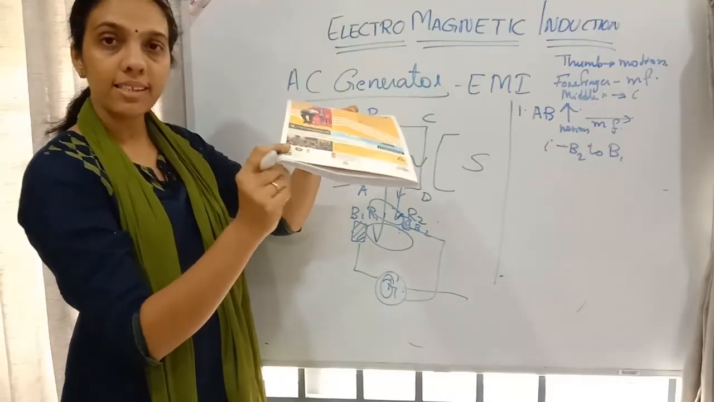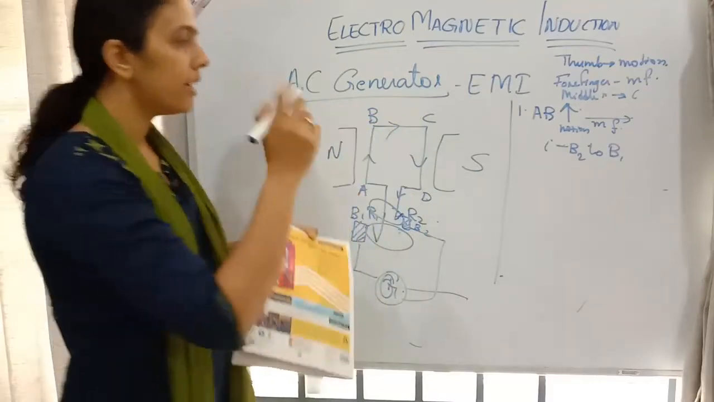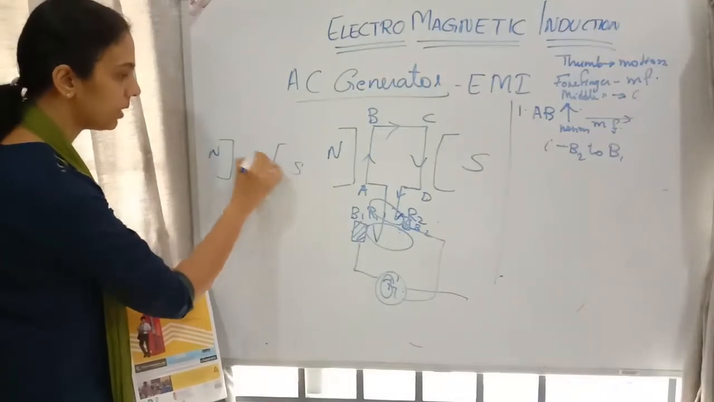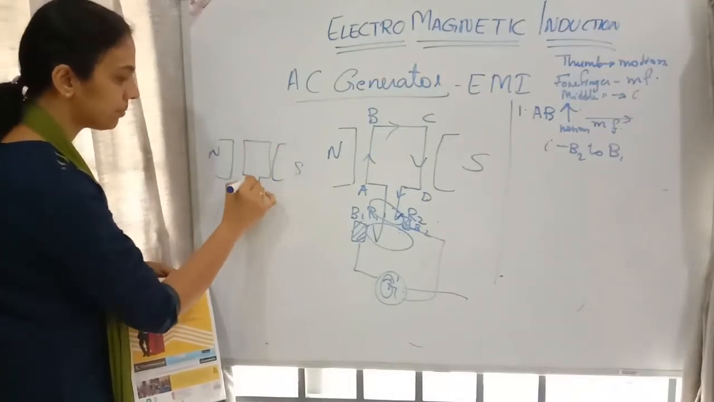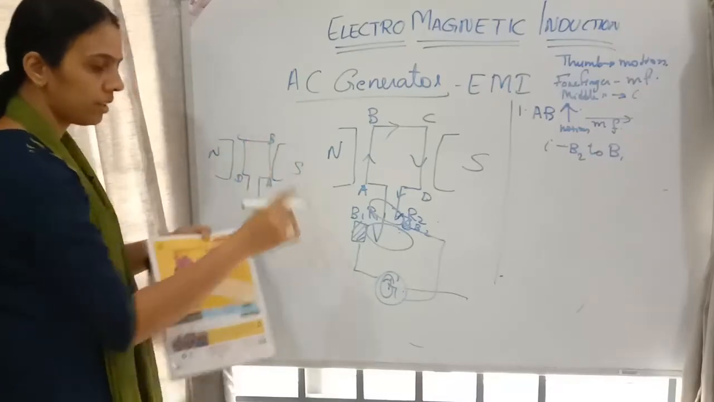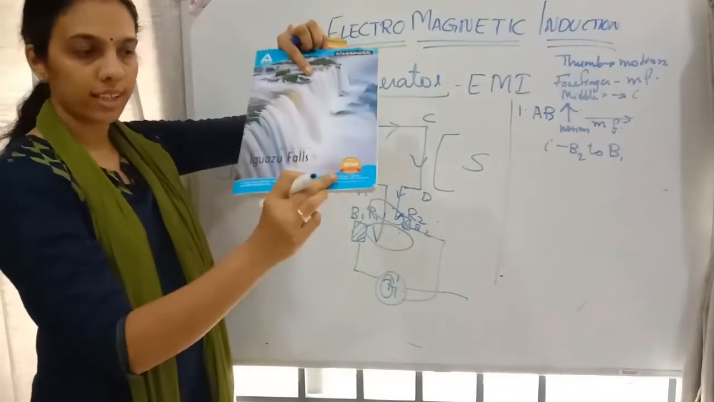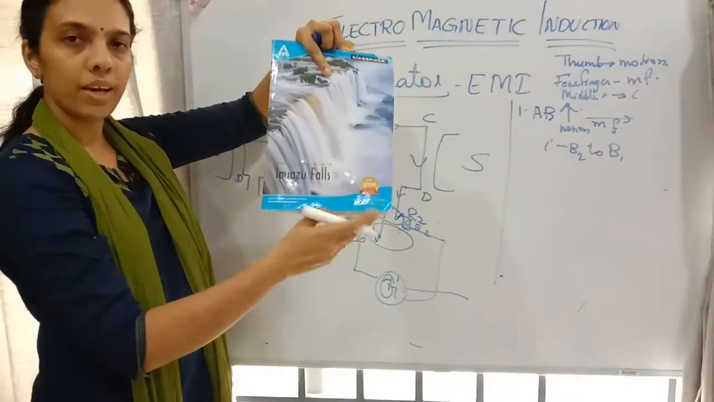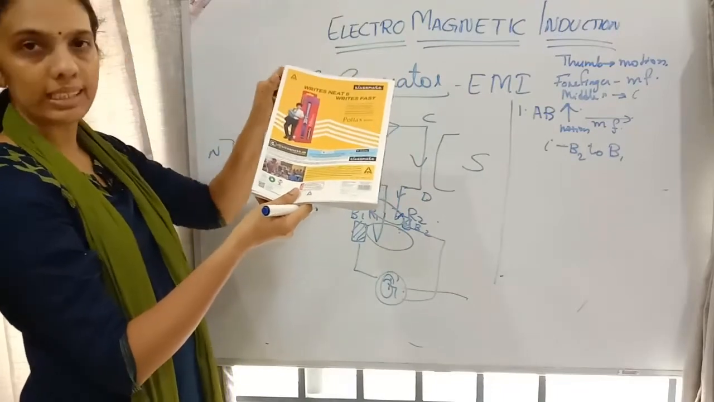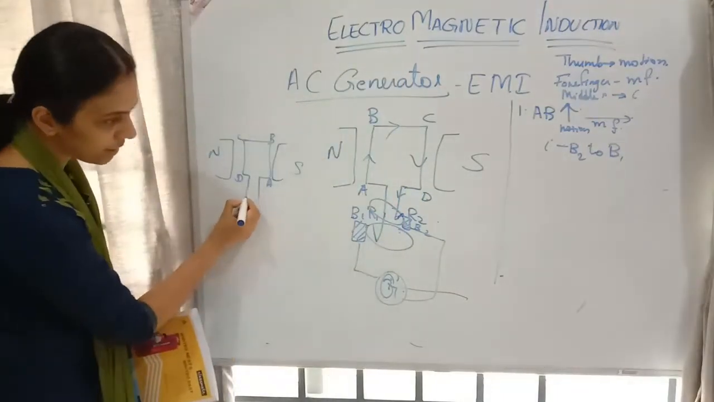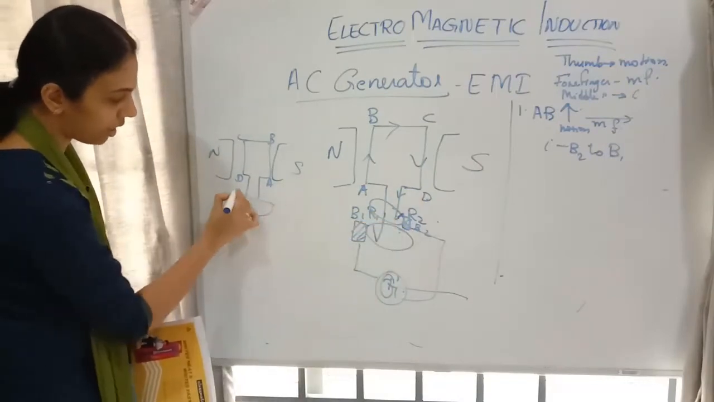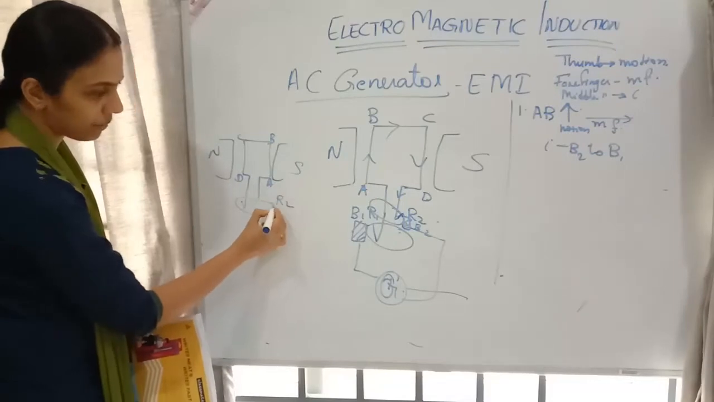Now this side is CD. Right? Now how will the diagram be? I am representing here north, south, and here this is D, C, B, A. Initially it was like this, A, B, C, D. When it is moving in the upward direction and coming this side, it will become DC. The end of CD, the small one, is connected to R2, which is having brush B2.